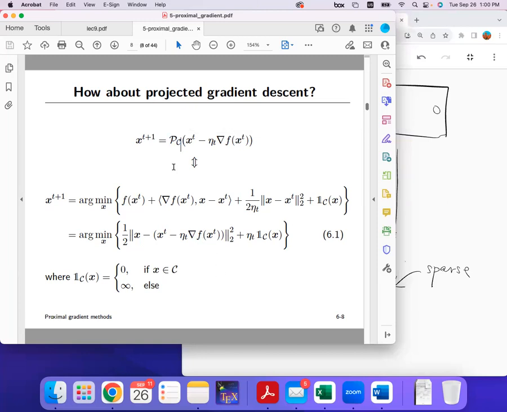Okay. Think about that. So basically, this part will restrict our x within set C because it's an indicator function. It only makes the problem meaningful when x belongs to the constraint set C. So we can absorb this term into a constraint set. They are equivalent.